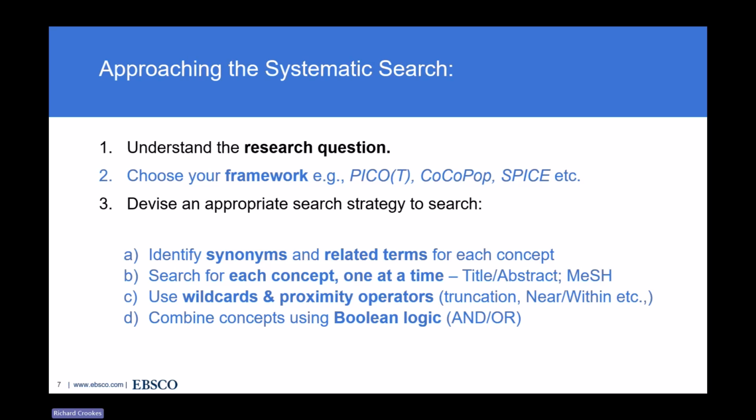That means including the following factors: identifying synonyms for your free text terms, and related terms for each concept. You'll be searching each concept one at a time, line by line, essentially. So it could include title abstract searching or a general unqualified search, combined with the subject search, the MeSH search in this case for MEDLINE. Then you might want to factor in the wildcards and also proximity or precision operators that we have available through the EBSCOhost platform. And ultimately, you'll be combining the sets using the Boolean operators, Boolean logic: and, or, and possibly not as well in some instances.